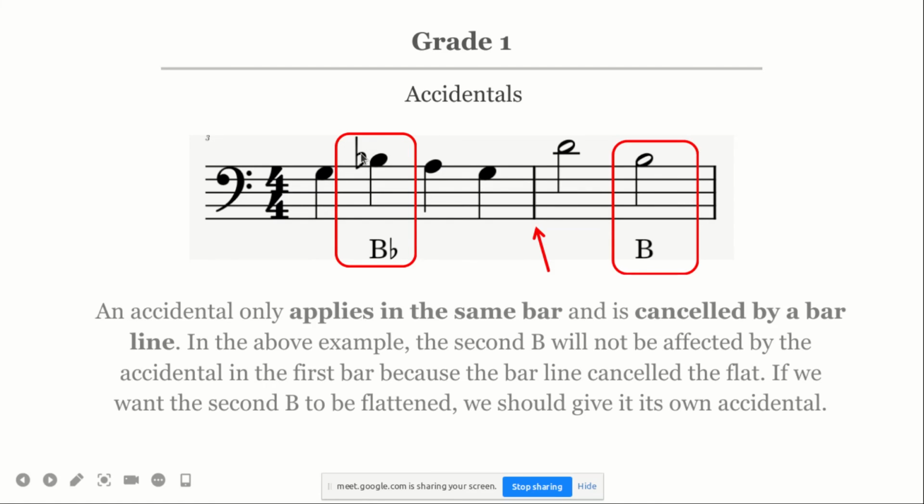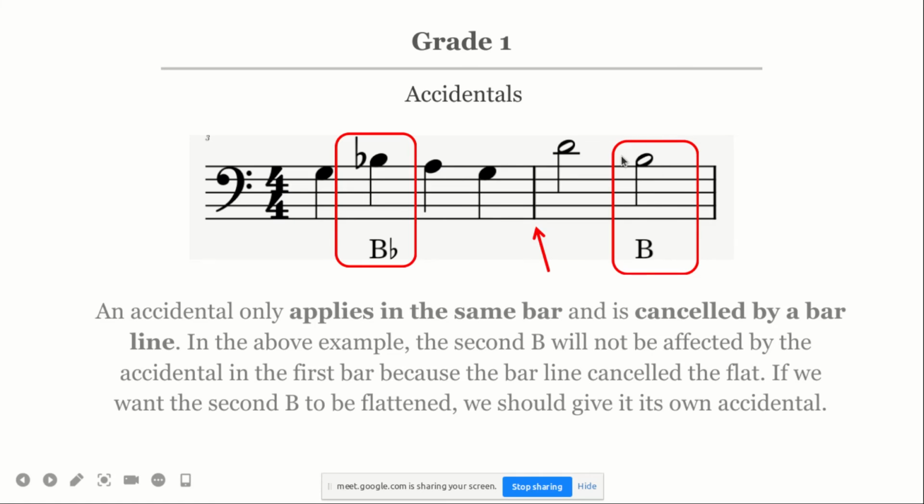It cancels an accidental. So this is B flat. If we had another B flat in the same bar, another B, that would again be B flat because it will be affected by this flat. But now that there is a bar line here, this B on the other bar will not be flattened, because the bar line cancelled the accidental. If we want it to be flat, we have to give it another flat.